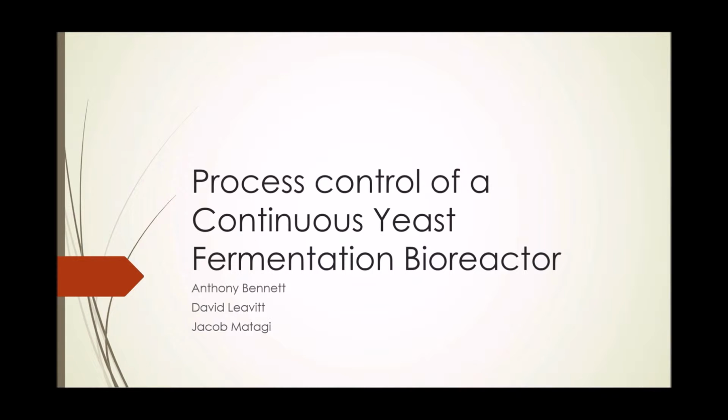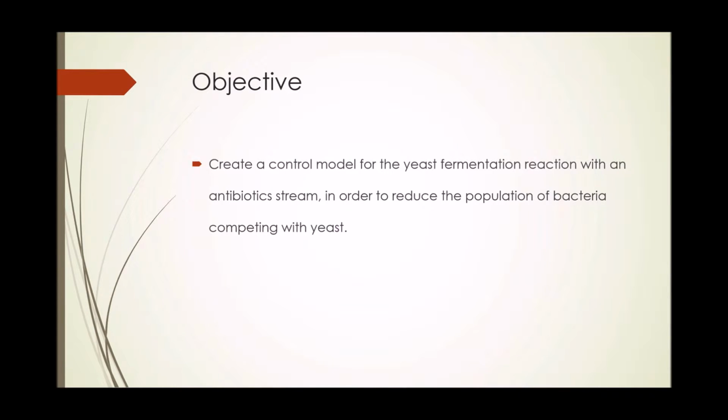So after analyzing about 30 research papers, we found a specific need in the ethanol industry. Most ethanol production is done using yeast and batch reactions, but CSTRs have the potential to increase ethanol production if some of the challenges can be overcome. One of those challenges is that bacteria compete for resources within the reactor and limit the growth of yeast. So our objective is to create a control model for the yeast fermentation reaction with an antibiotic stream in order to reduce the population of bacteria competing with the yeast.